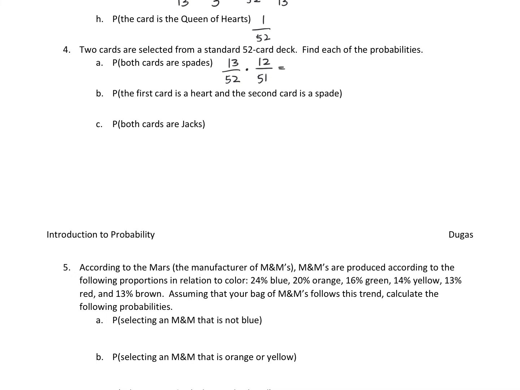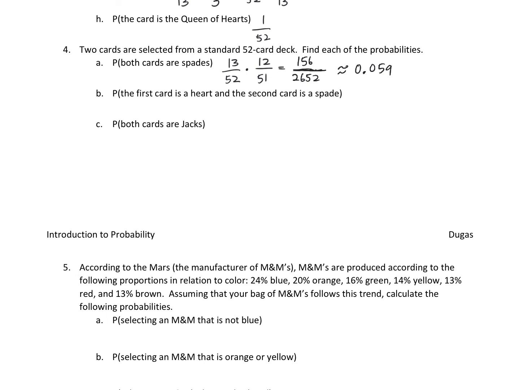So if I multiply 13 times 12, I will get 156. And 52 times 51 will give me 2,652. That is not in lowest terms, so to avoid not reducing it all the way, I'm just going to go ahead and write it as a decimal, rounded to the nearest thousandth. So 156 divided by 2652. So rounded to the nearest thousandth would be 0.059.